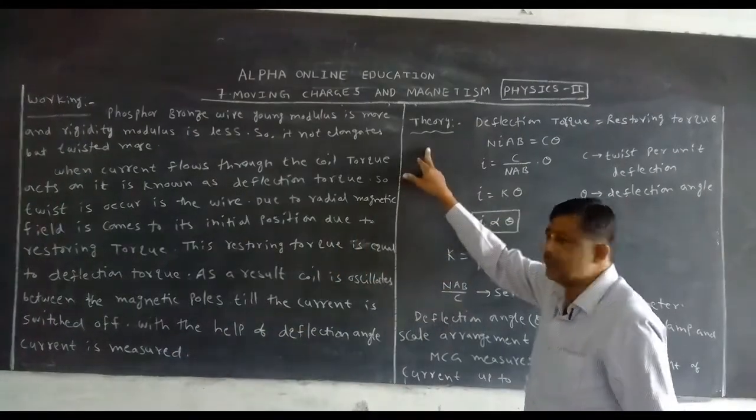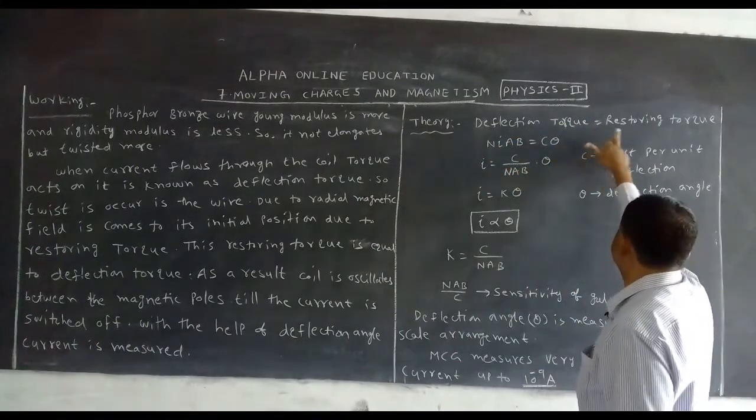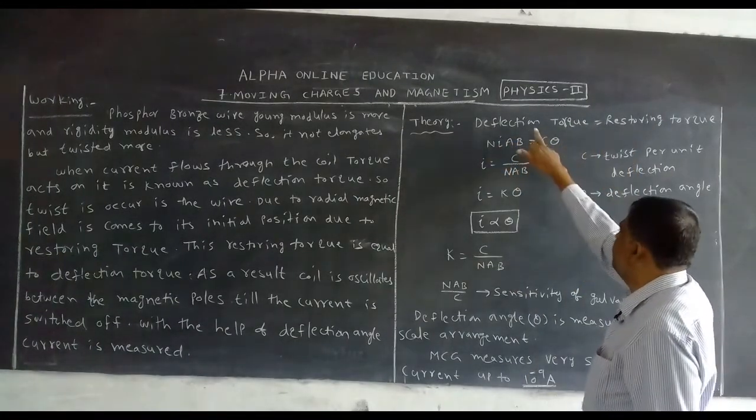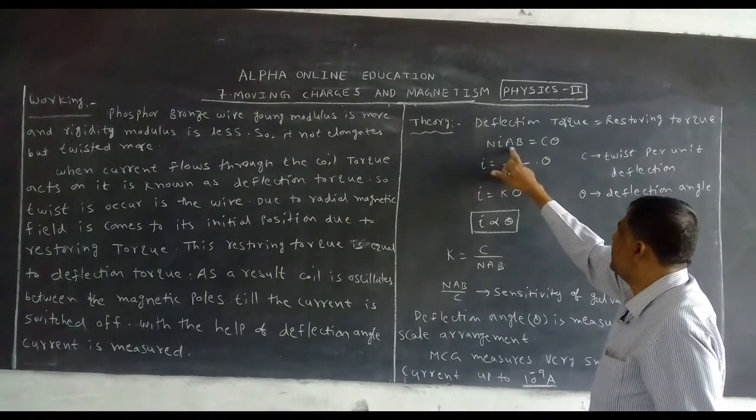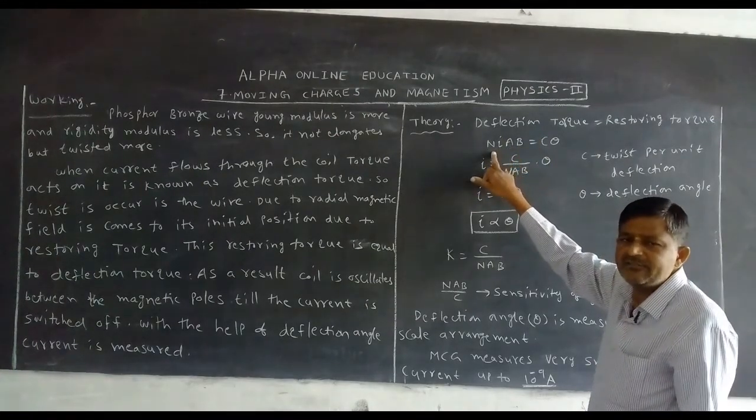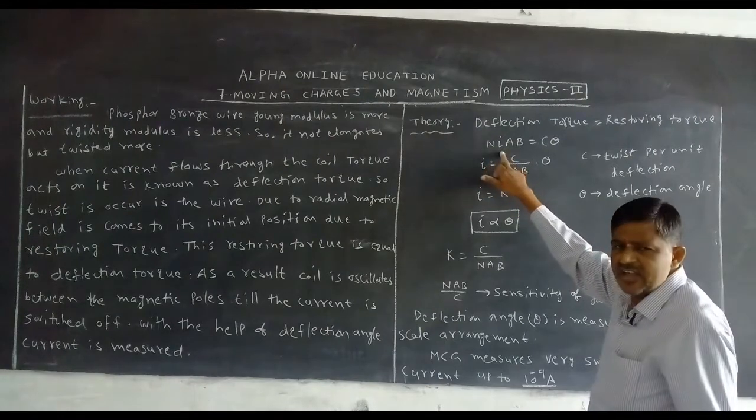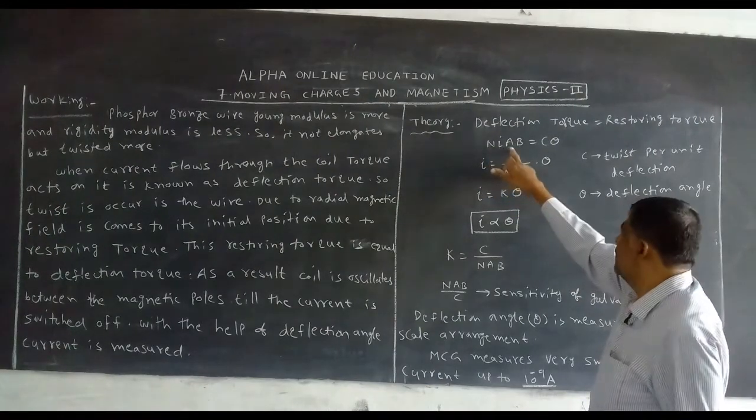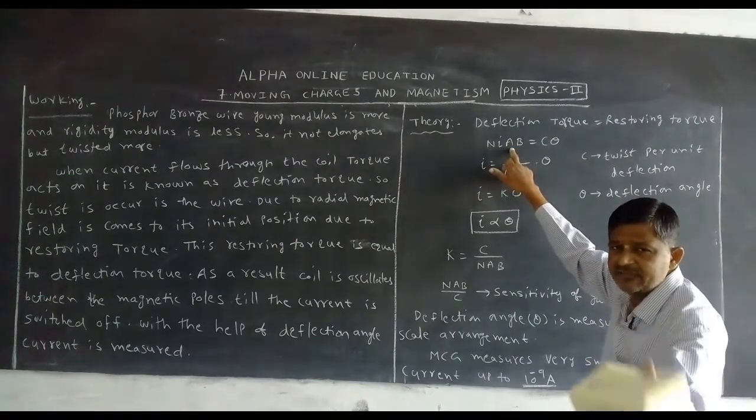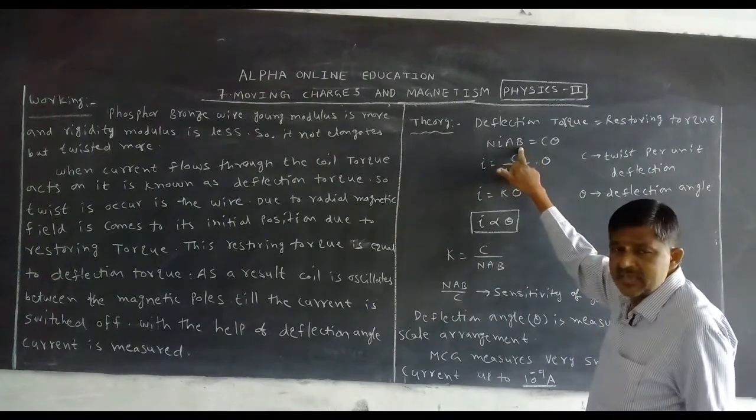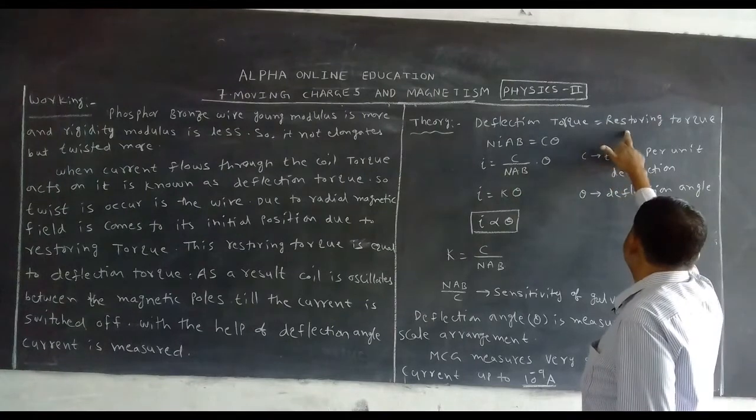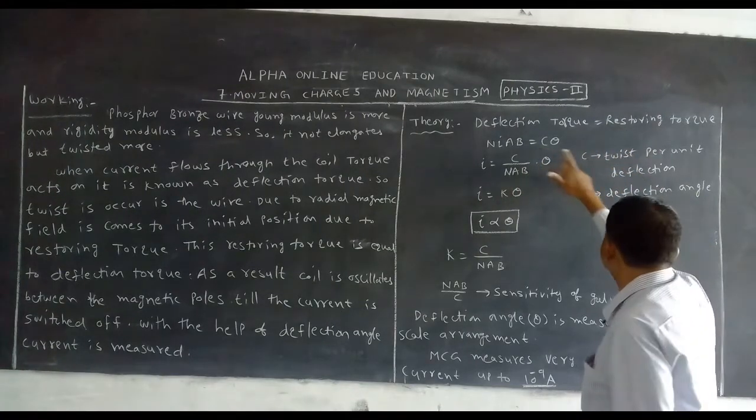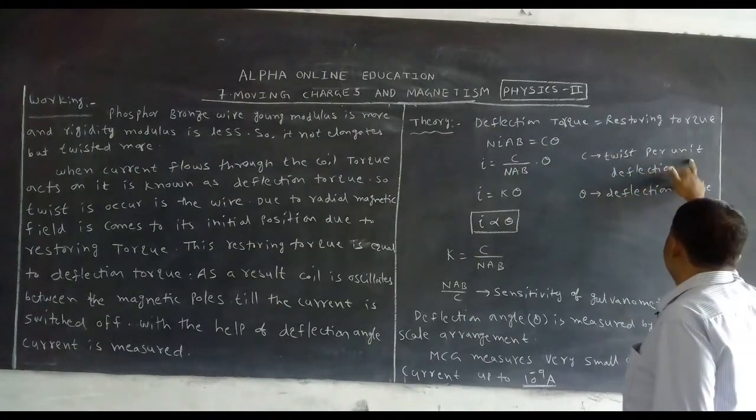Now, the mathematical form. Deflection torque is equal to restoring torque. We know the deflection torque is NIAB. What is N? Number of turns in the coil. What is I? Current through the wire. What is A? Area of the coil. What is B? Magnetic induction. This is equal to C into theta, the restoring torque. What is C? Twist per unit deflection.